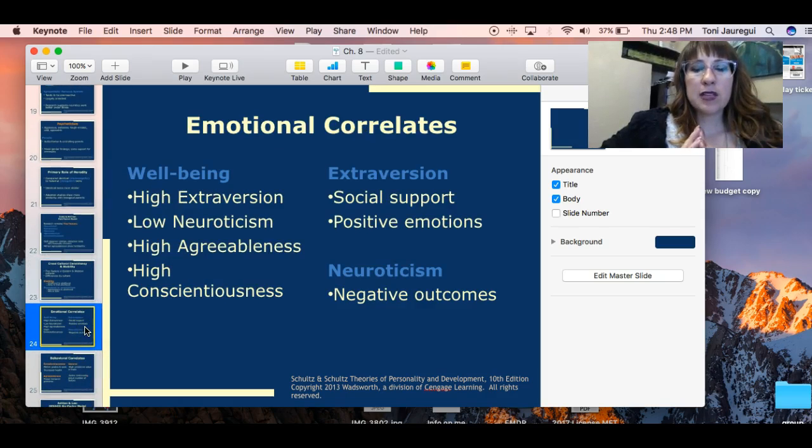And then how things emotionally correlate. Well-being: high extroversion, low neuroticism, high agreeableness, high conscientiousness. Extroversion: social support and positive emotions. And then the neurotics have the negative outcomes, right? So he's looking at extroversion as being positive.